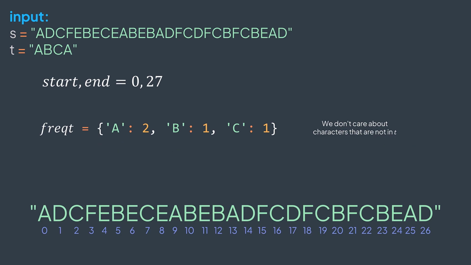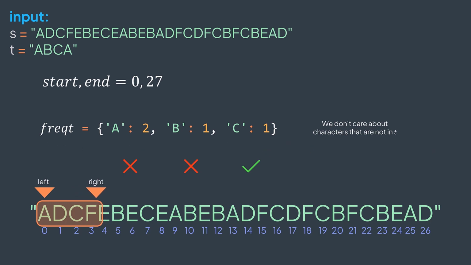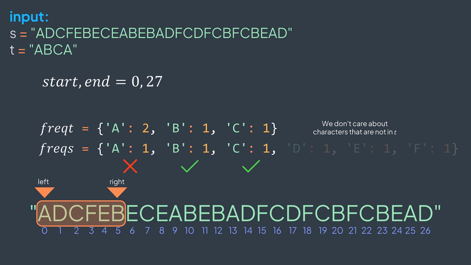Let's start. For the first index, we find an a, but no condition is satisfied, we need two a's. Next index, we find d, we don't care about it. Next index, we find c, a condition is satisfied. Next index, f, we don't care. Next index, e, we don't care. Next index, b, a second condition is satisfied, but not all of them. Next index, e, we don't care. Next index, c, we have two c's now, but a condition is still missing. Next index, e, we don't care. Next index, a, we now have two a's, which is enough to satisfy the last condition.